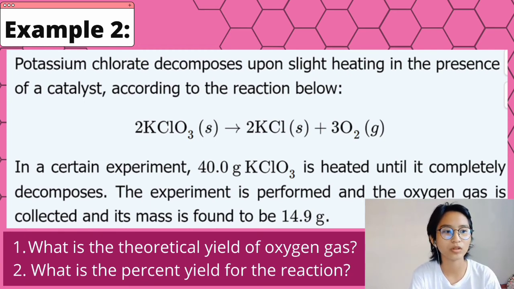According to the reaction below, 2 potassium chlorate was produced by 2 potassium chloride that reacts with 3 oxygen gas. In a certain experiment, 40 grams of potassium chlorate is heated until it completely decomposes. The experiment is performed and the oxygen gas is collected, and its mass is found to be 14.9 grams. We must find the theoretical yield of oxygen gas and the percent yield of the reaction.